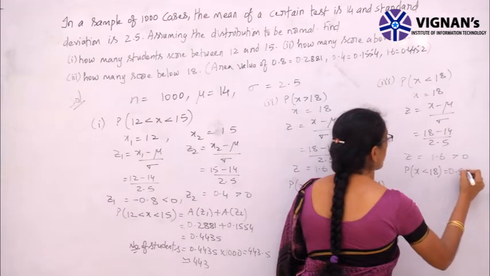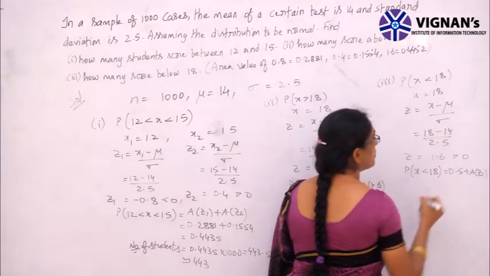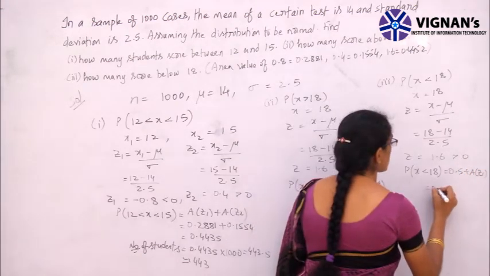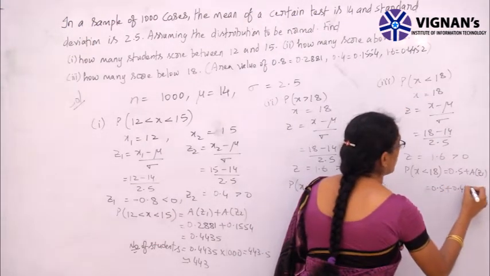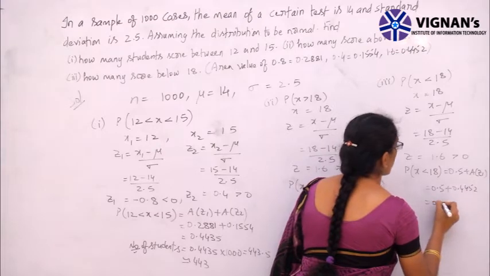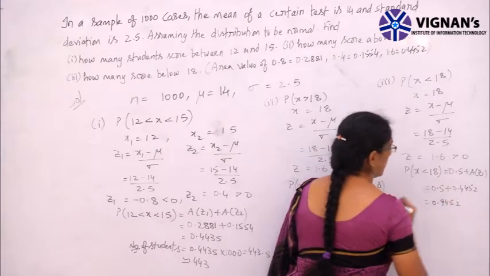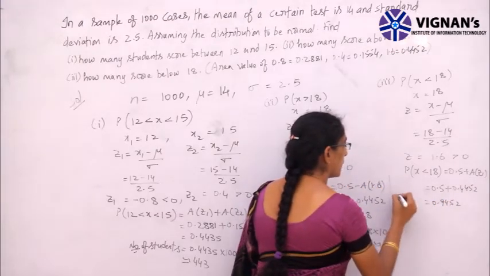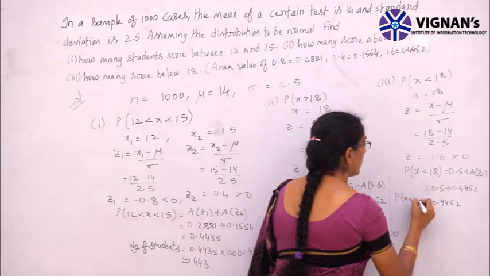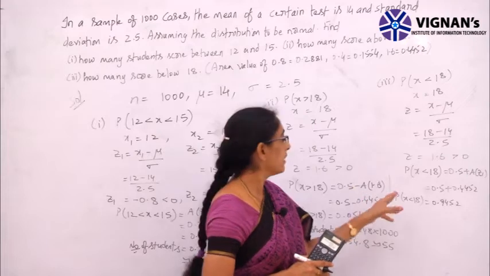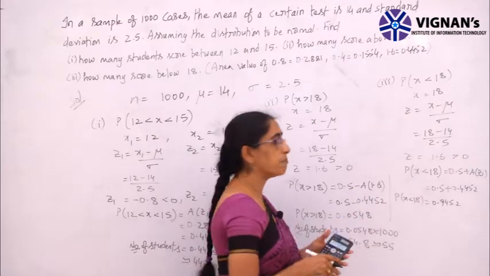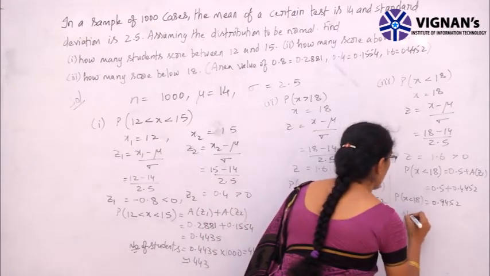So 0.5 plus area of Z1. So that means here 0.5 plus 0.4452. It is nothing but 0.9452 here. So this is the probability of x less than 18, that is, the probability of students getting less than 18 marks. But here we want the number of students.